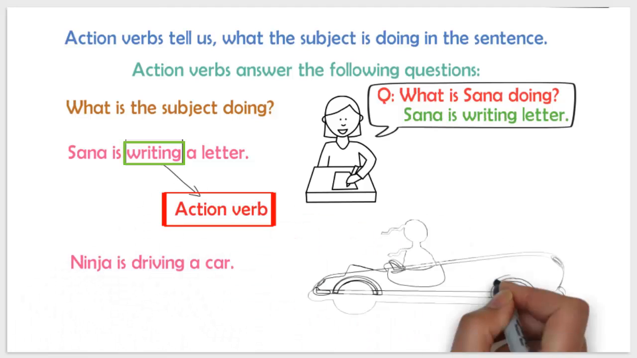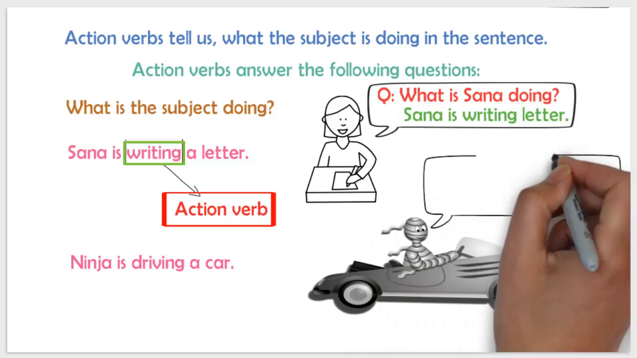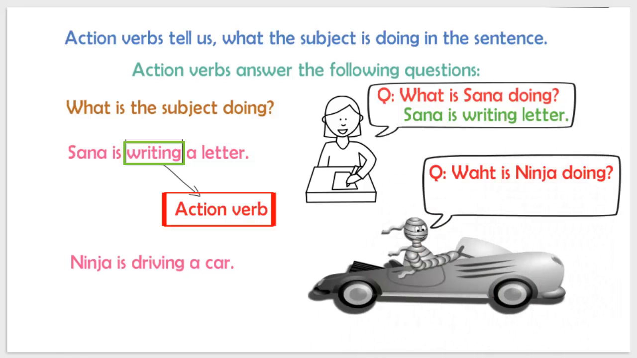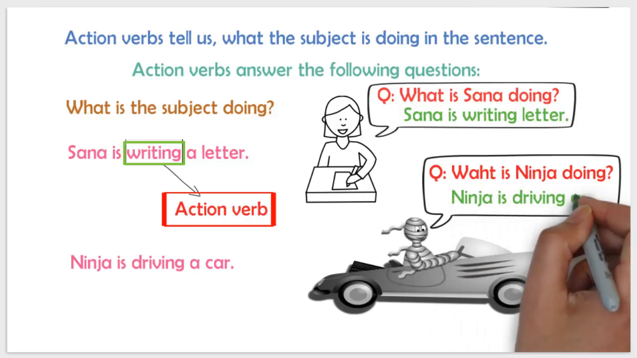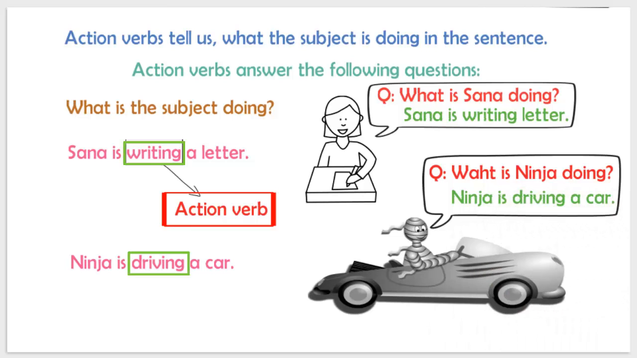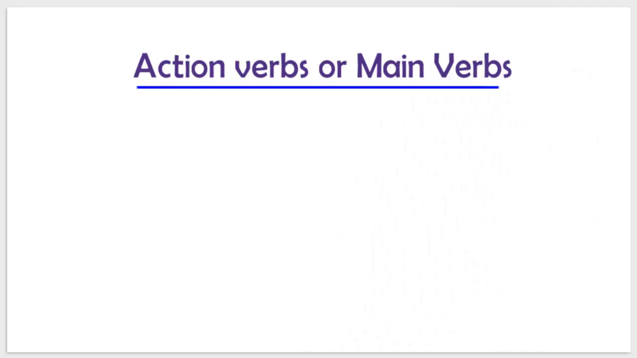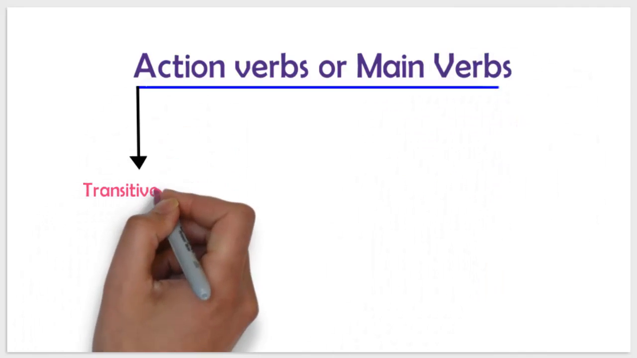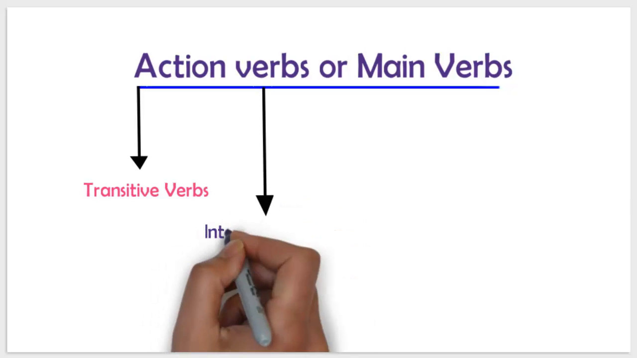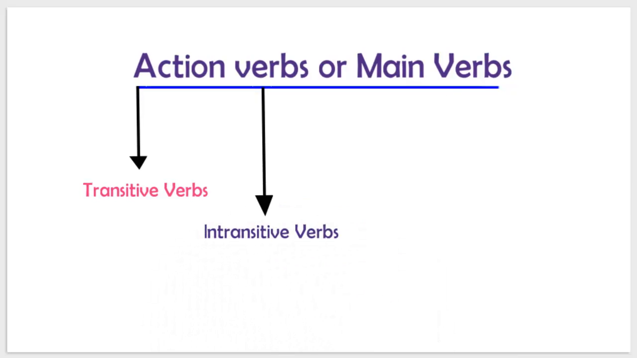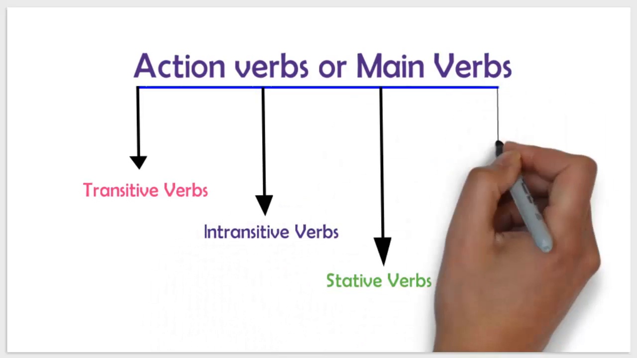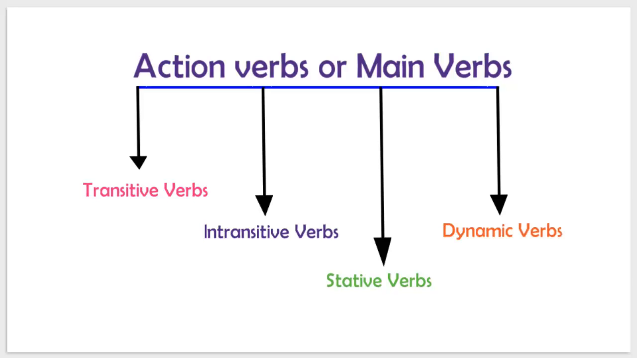Ninja is driving a car. What is Ninja doing? Ninja is driving. So, the action verb is driving. Action verbs can be further classified into transitive verbs, intransitive verbs, dynamic verbs, and stative verbs.